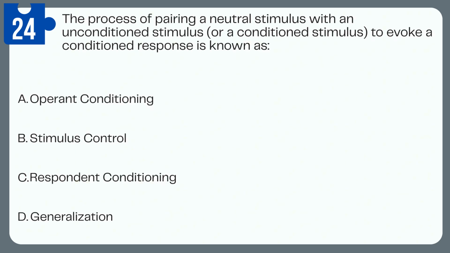Question 24. The process of pairing a neutral stimulus with an unconditioned stimulus, or a conditioned stimulus, to evoke a conditioned response is known as A. Operant conditioning. B. Stimulus control. C. Respondent conditioning. D. Generalization.